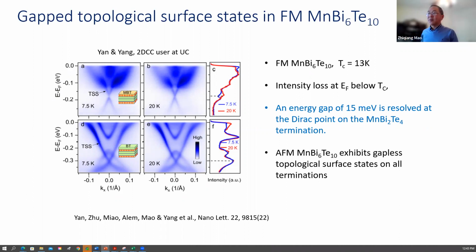The gap magnitude is about 15 meV. And in the Bi2Te3 layer, there is no gap opening observed. In the AFM phase, it's still gapless. So it looks like the FM phase is critical to open the gap.